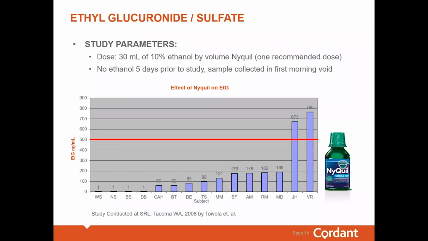Let's look at a study we performed in our lab for NyQuil. We have 15 volunteers, one recommended dose before bed, and the first morning void was collected. And this is because it would be expected to be the most concentrated sample of the day because metabolites would pool in the urine over the night. You can see here that 13 of the 15 individuals are well under the recommended cutoff of 500 nanograms. And we do have 2 individuals at levels right above the cutoff at 673 and 766.